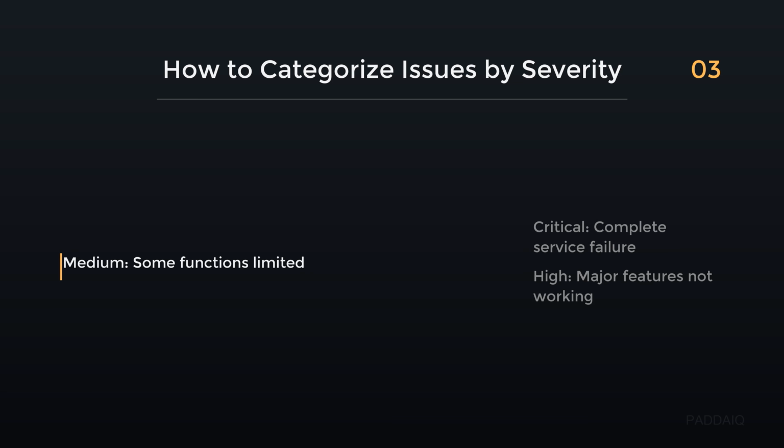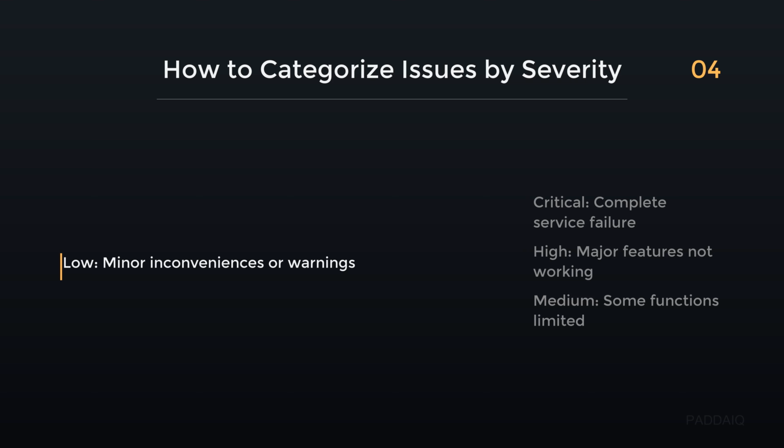Medium, some functions limited. This means core processes work, but specific features are temporarily unavailable. For example, users can submit purchase orders but cannot attach supporting documents. This impacts efficiency but does not halt critical operations, so it requires timely resolution to restore full functionality.